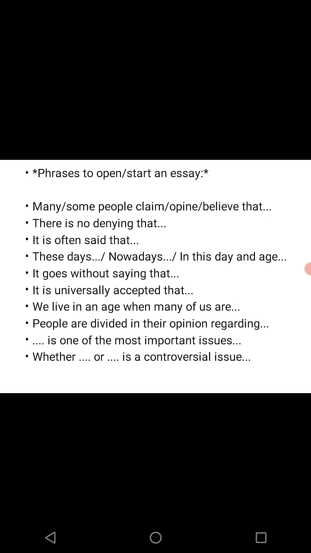Eighth is people are divided in their opinion regarding. And ninth is reason of sentence and is one of the most important issues. And last is whether blank or blank is a controversial issue. In this whether sentence, we use some of our own words in the blank.